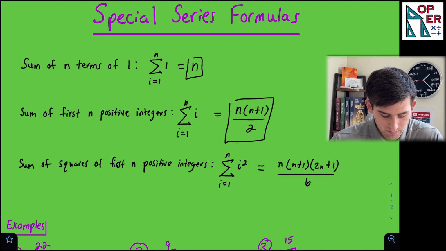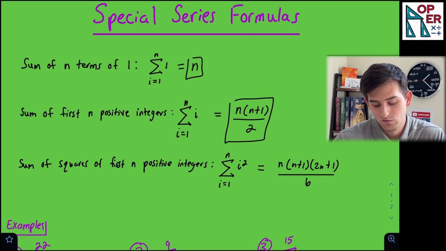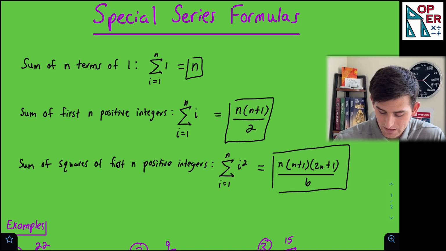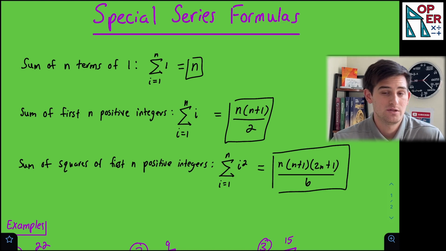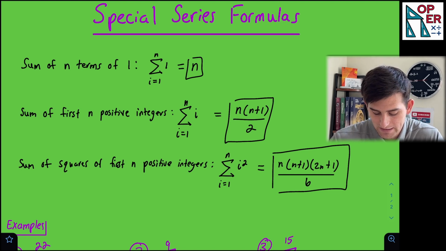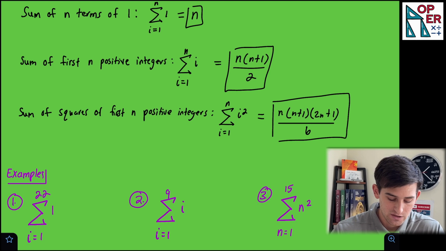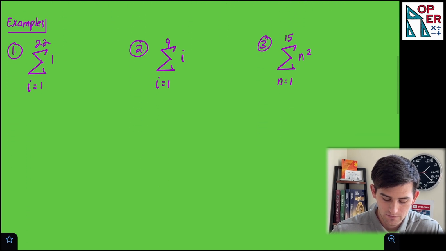And the last one is the sum of squares of the first n positive integers. In this case, now our rule is i squared, with upper limit n and lower limit 1. And now we would use this formula: n times n plus 1 times 2n plus 1, and then we would divide that by 6. So in this video, we're going to look at one example for each of these special series formulas.